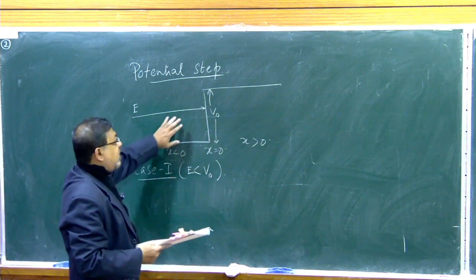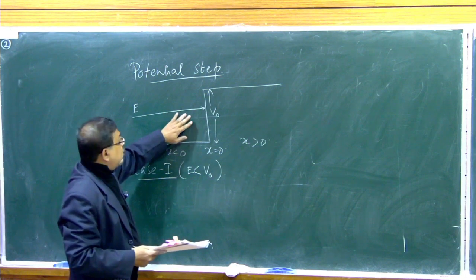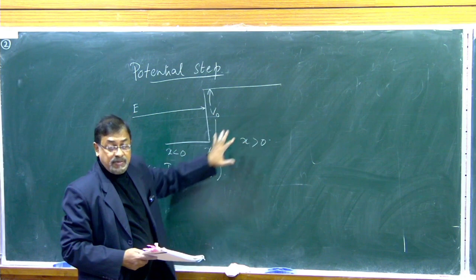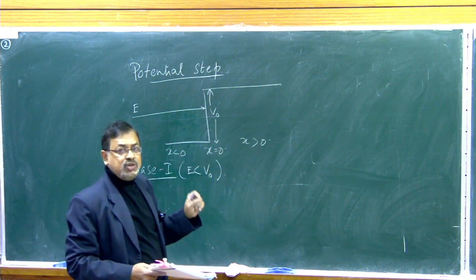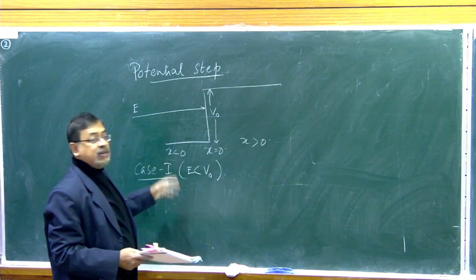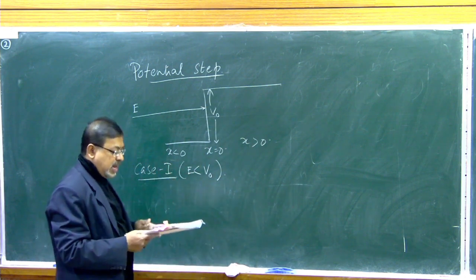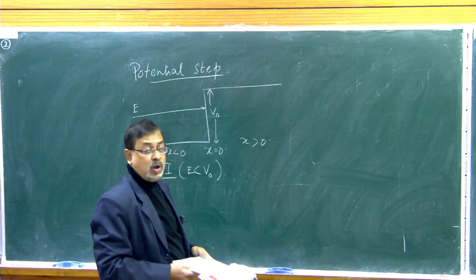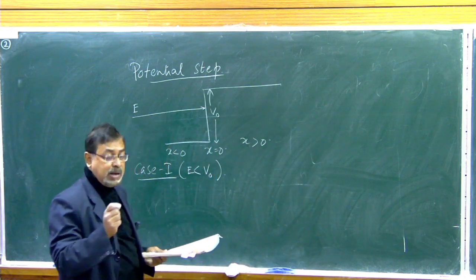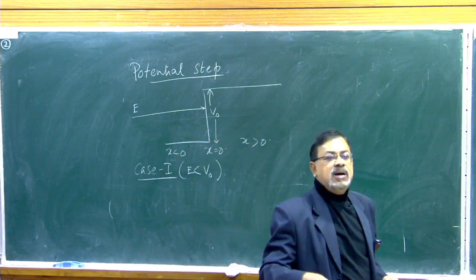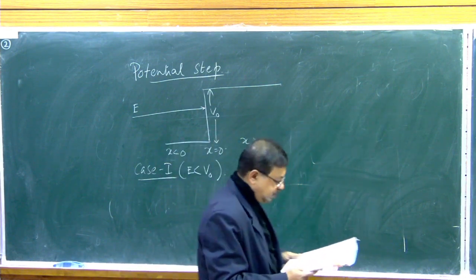So you have to write down the solution of the equation on the left side and on the right hand side of x equal to 0, match the solutions at x equal to 0, match the derivative of the solutions at x equal to 0, and find the coefficients. Or even if you cannot solve for the coefficients unambiguously, you should at least find the ratio of these coefficients.